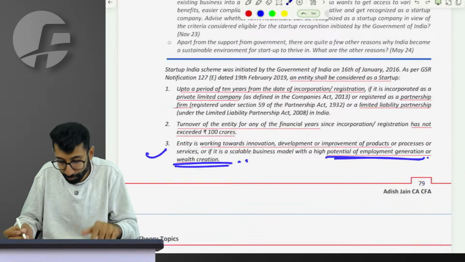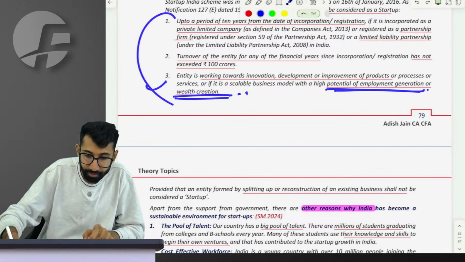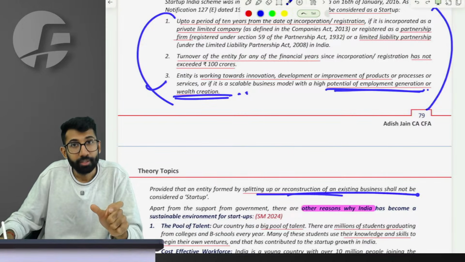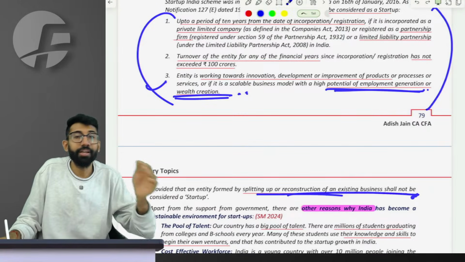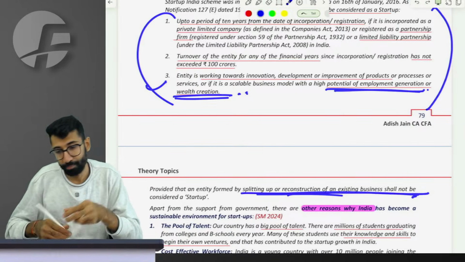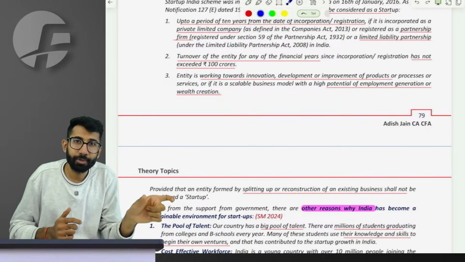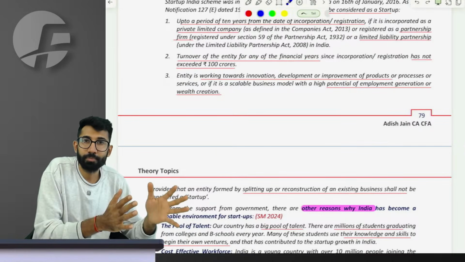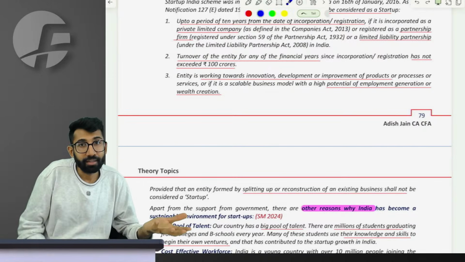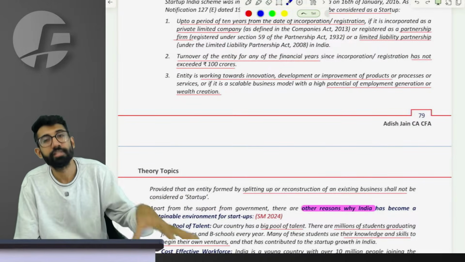This is a subjective point, frankly. This is the definition of startup, with the condition that the company should not be created by restructuring or splitting of another big company. For example, TCS, which is already a bigger company, cannot create a separate subsidiary company, or split its division into a new company and say that this is a startup, now it is ready to avail the government benefit. No, this is not allowed.